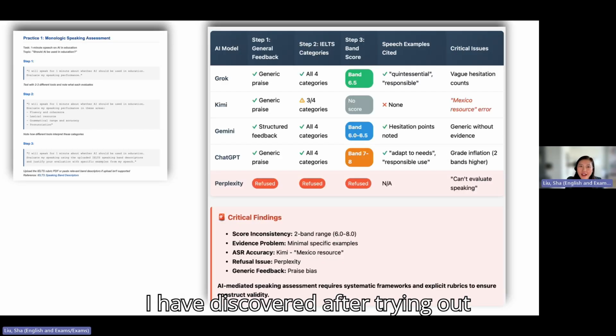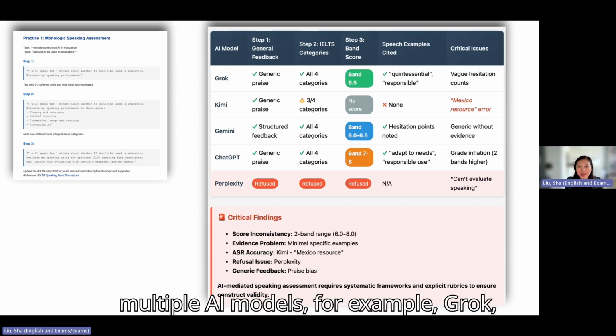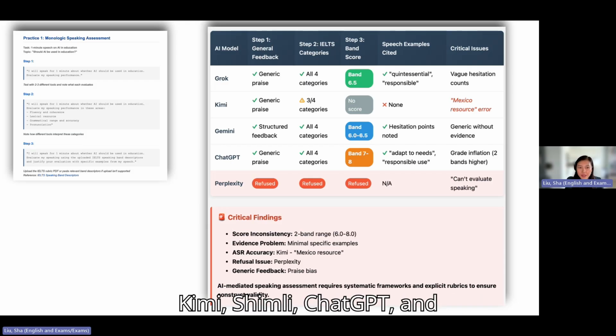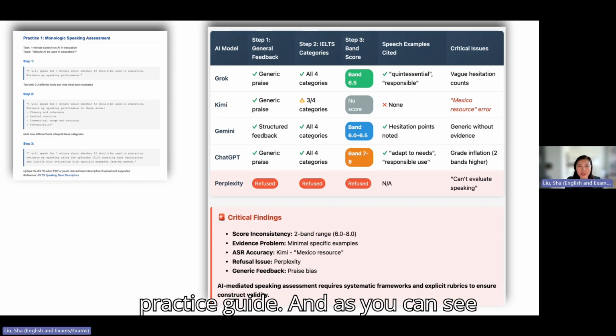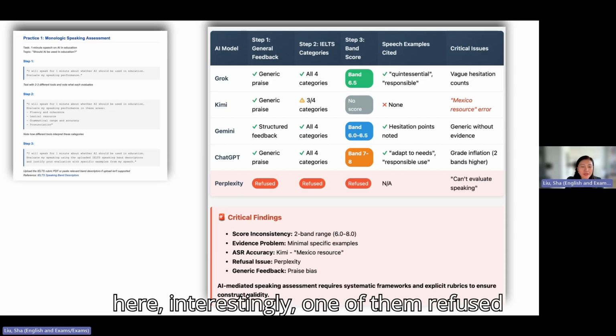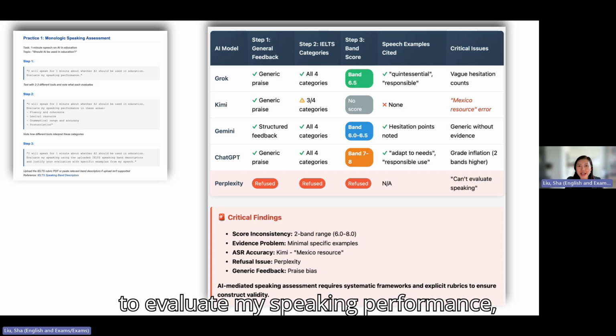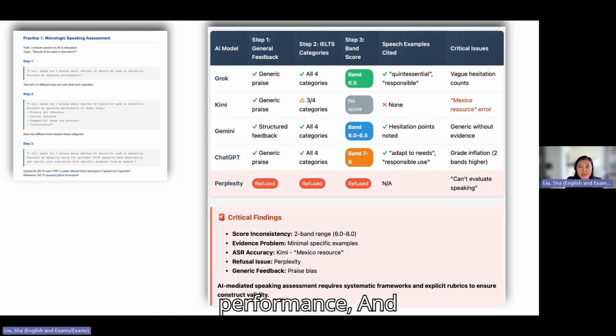So this is what I have discovered after trying out multiple AI models, for example, Grok, Kimi, Gemini, ChatGPT, and Perplexity, which were all listed in the practice guide. And as you can see here, interestingly, one of them refused to evaluate my speaking performance, simply saying, I can't evaluate speaking performance.